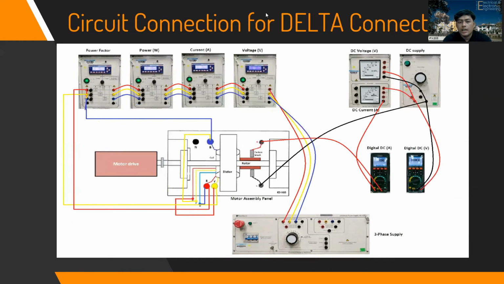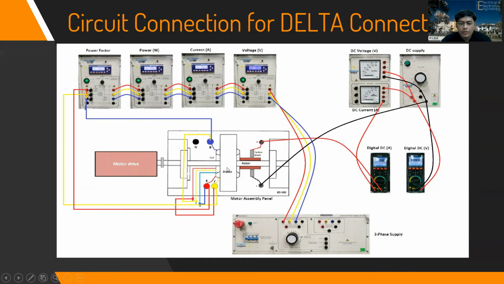Next is the delta connection. The connection is the same for delta. As we can see from the start, it is also the same for the delta, but the difference is the common terminal, the common connection, is removed. So as you can see here, there is no common, but the connection is still the same. But at the motor drive, it's different, where the supply here, the incoming 3-phase here, is connected with each phase, which is the red, yellow, and blue.